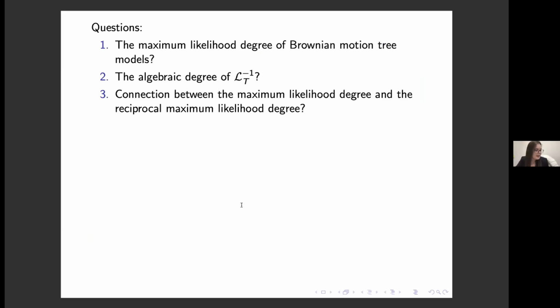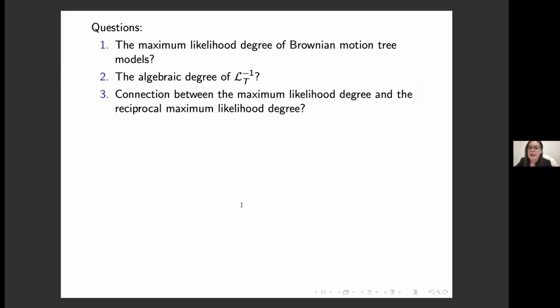Yes, and at the very end, some questions out of this. The first question is, I did mention this reciprocal maximum likelihood degree. However, the maximum likelihood degree, to my knowledge, is still an open question. There is some work done in the case when there is only one internal node, but however, it's an open question.